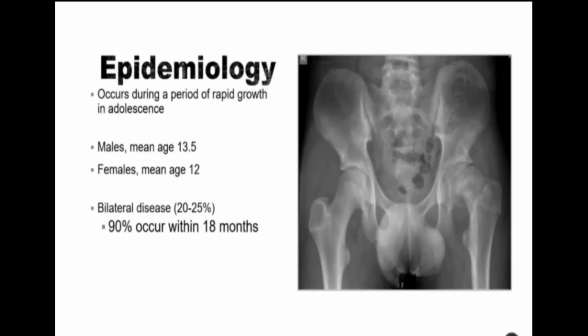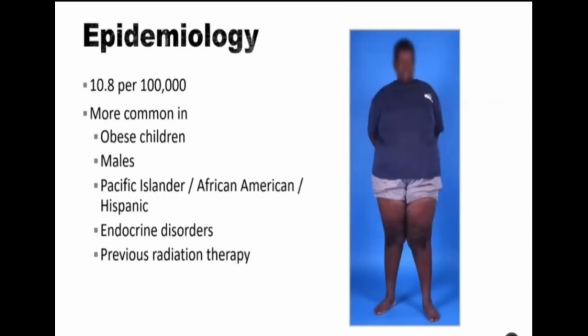This usually happens in your adolescence during your growth spurt, okay? Usually in males, it happens when you're 13, 14. In females, when you're 11 and 12. It can happen on both sides, okay? So bilateral disease can happen sometimes about a fourth of the time. Usually we look at some radiographic markers to determine if it's going to happen bilateral. We'll talk a little bit more about that later. If it's going to happen on both sides, it usually happens pretty quick, okay?